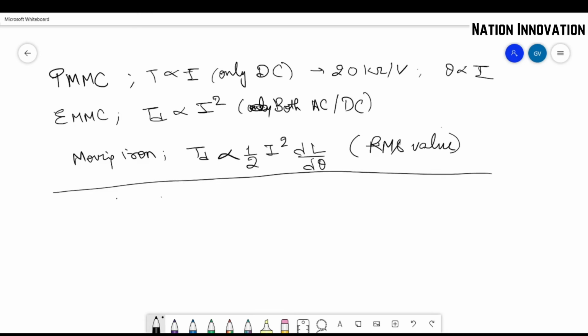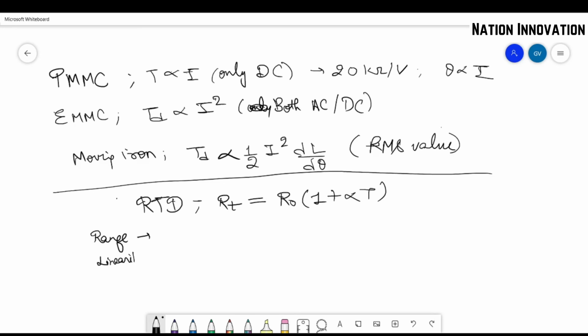And then let's discuss something about resistance temperature dependent. The relation is given by R equals R0 into 1 plus alpha T. Now this is something important, like there are 4 characteristics for this: range, then linearity, then accuracy, then sensitivity. And these are the characteristics of any sensor.